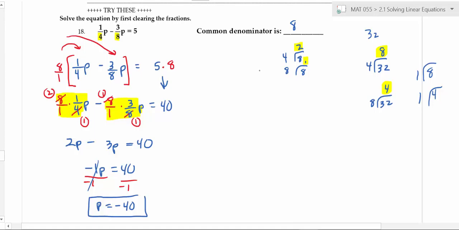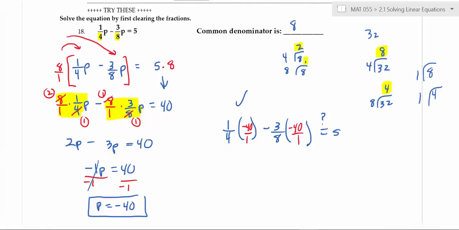Okay. Now let's do a check on this. Since it's pretty easy on this, we have 1/4 times p minus 3/8 times p is possibly equal to 5. Plug it in. Let's see if this works. I'm going to put a negative 40 in as my answer. Right, put that over 1 and let's see real quick if it works. So this time, just for variety, let's multiply this straight across. That's negative 40 over 4. This is 2 negatives, so that is positive 120 over 8. And we'll see if that's equal to 5.